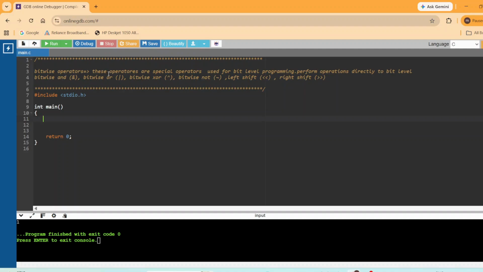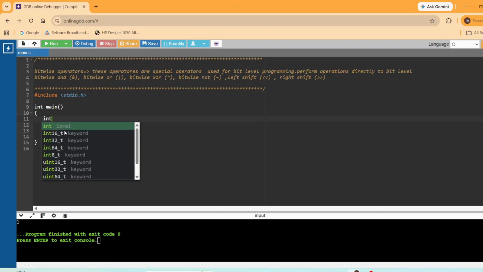So bitwise operators are special operators used for bit level programming, and they perform operations directly at the bit level. So these are the bitwise operators: bitwise AND, bitwise OR, XOR, NOT operator, and left shift and right shift. We can check with some examples.